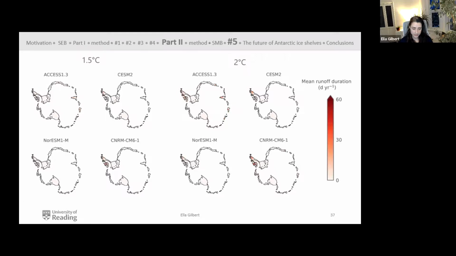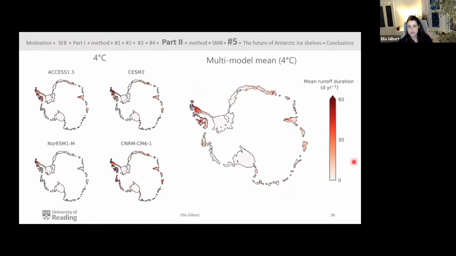If we skip ahead to look at 4 degrees, you can see some of the intermodel variability, but here, if I draw your attention to the multi-model mean at 4 degrees, you can see this overall picture. And runoff is, of course, much more common on the Antarctic Peninsula. It's much more common at 4 degrees than the other increments of warming. And you can see that there's ice shelves in pretty much every region of Antarctica that is undergoing fairly considerable runoff of upwards of a month per year.